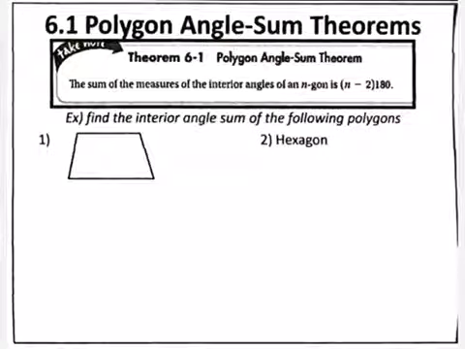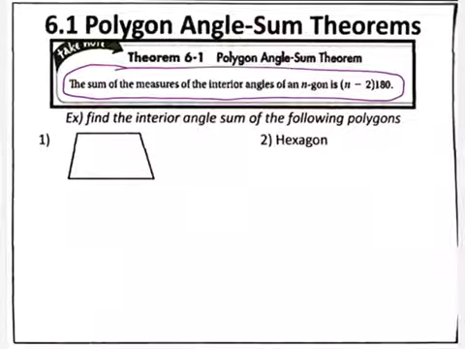6.1 Polygon Angle Sum Theorems. The sum of the measures of the interior angles of an n-gon, which means n is the number of sides, it could be any size polygon depending on the number of sides. Well, the sum of the interior angles is equal to n minus 2 times 180.